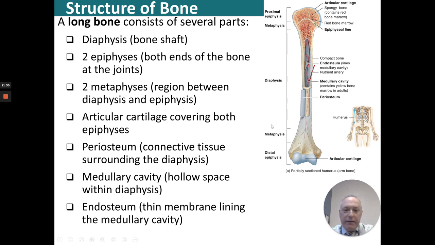Okay, and there is articular cartilage coating each of the epiphyseal ends. There's periosteum, which is a layer of connective tissue that surrounds the diaphysis, and a medullary cavity, which houses the bone marrow, and finally endosteum, which is a thin membrane of the medullary cavity. So the two membranes we have in bone are the periosteum and the endosteum.